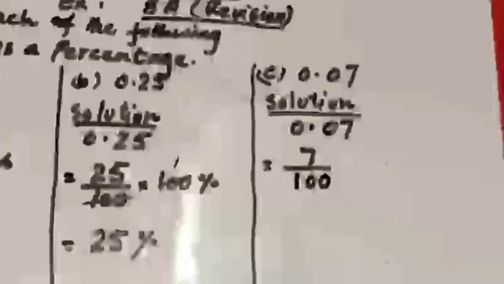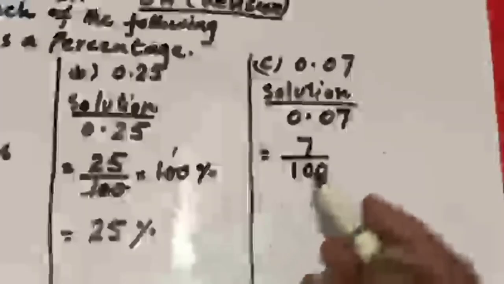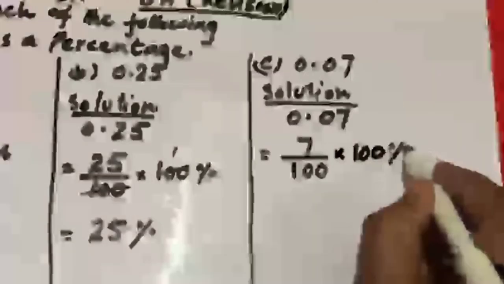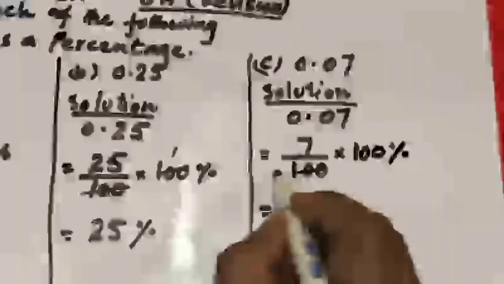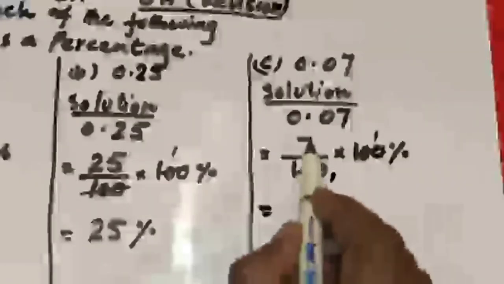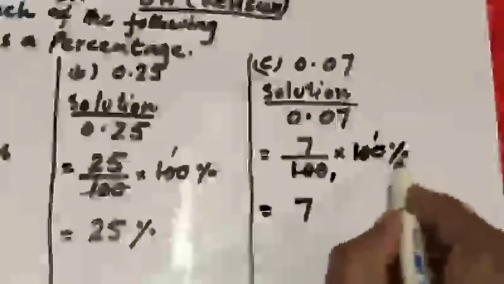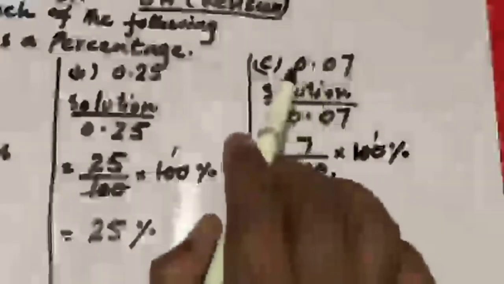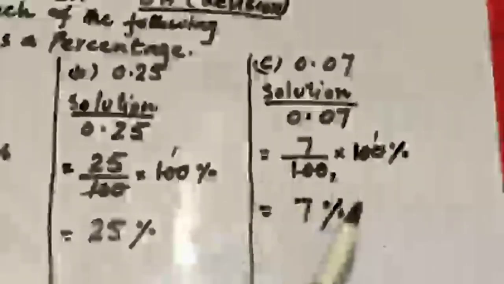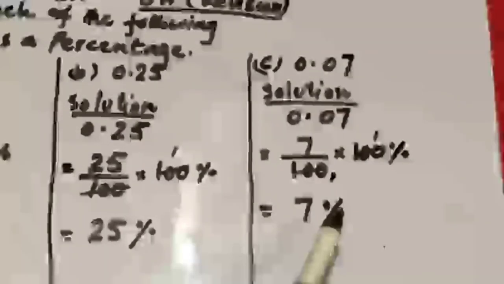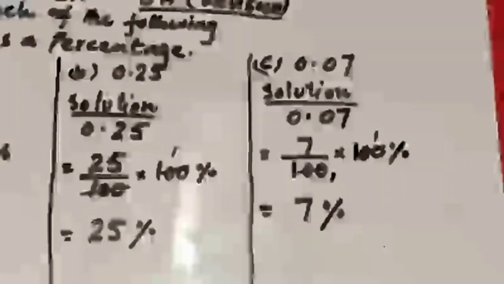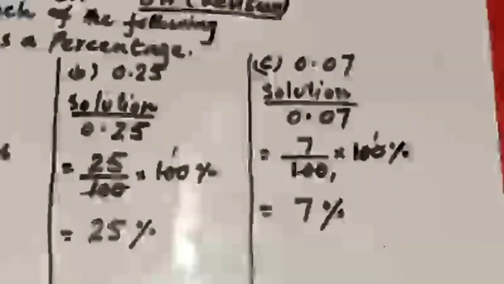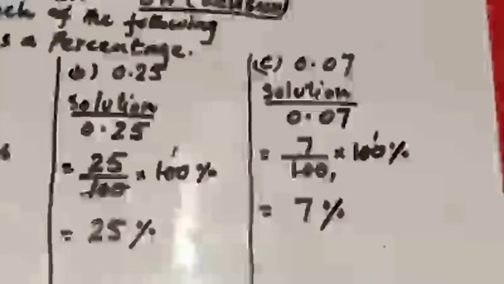Now we are going to convert this fraction into a percentage. So we will multiply it by 100%. As we know, 100 will cancel out 100. Now we have 7 ones are 7 and the percent symbol as it is. So the number 0.07 can be written as a percentage as 7%. So in question number 4, you can convert any decimal number into a percentage by multiplying it by 100%.